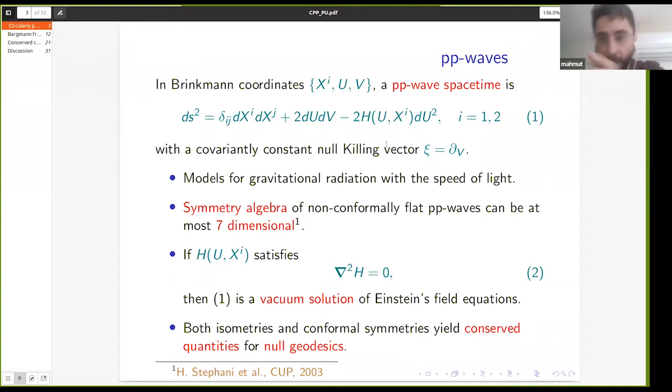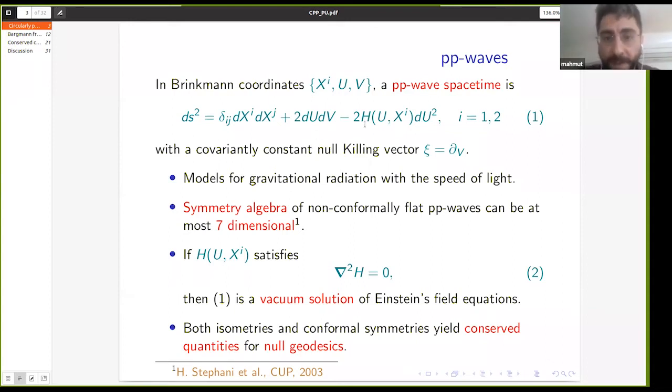So it is a symmetry of the spacetime. Therefore, it will give you a conserved quantity, right? Definitely. So, okay, these PP waves are used as models for gravitational radiation, just like electromagnetic radiation in flat spacetime. These are models for gravitational radiation with the speed of light in curved spacetime. But I will not be dealing with these gravitational issues now. What is more important for us is the symmetries of these PP waves, right?